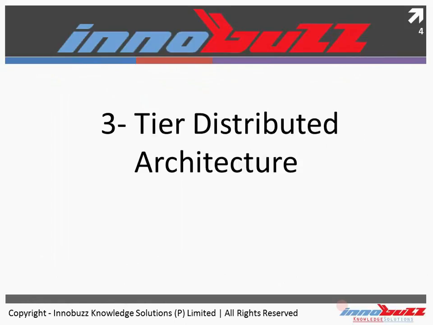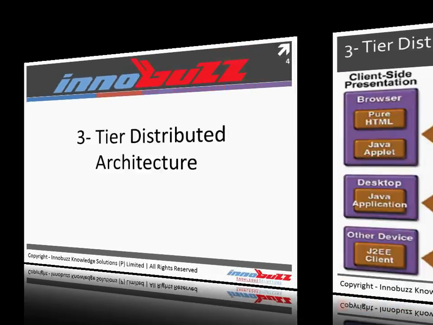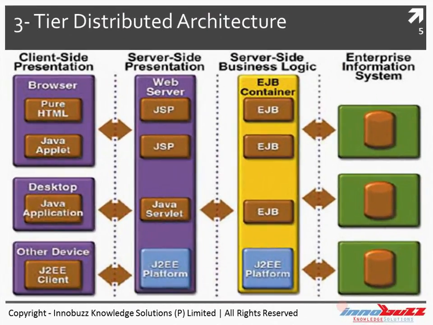Let's see the three-tier distributed architecture for any kind of enterprise application. This is the basic three-tier distributed architecture which can be found in any enterprise application. These components you can see in Java Enterprise Edition, where they are divided into presentation tier, business tier, and integration tier. Within the presentation tier, you can get your browser involved, having HTML, applet, JSP, or any Java desktop application.